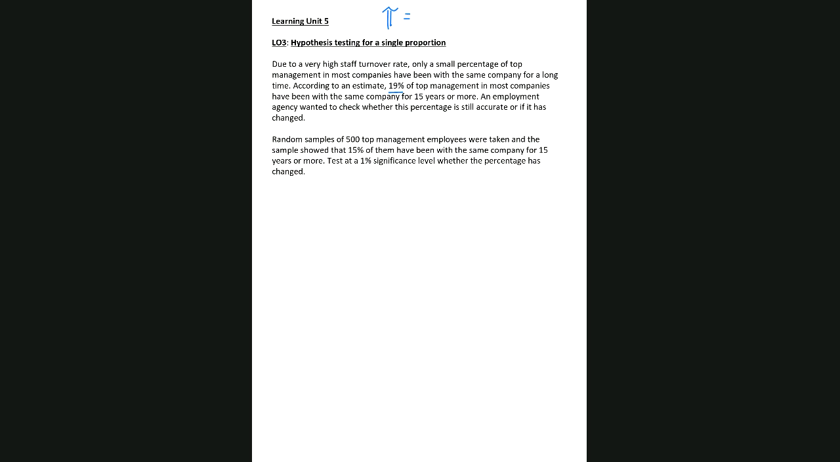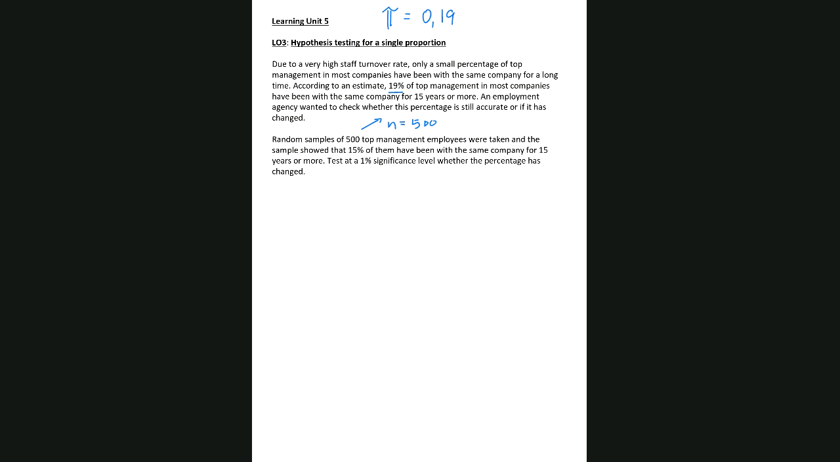And whenever it's a percentage that we're working with, we convert it to a decimal. So it would be 0.19 in this case. And that is the value of pi, your population proportion. And then they say to you that an employment agency wanted to check whether this percentage is still accurate or if it has changed. Random samples of 500 top management employees were taken. So your n value is 500.